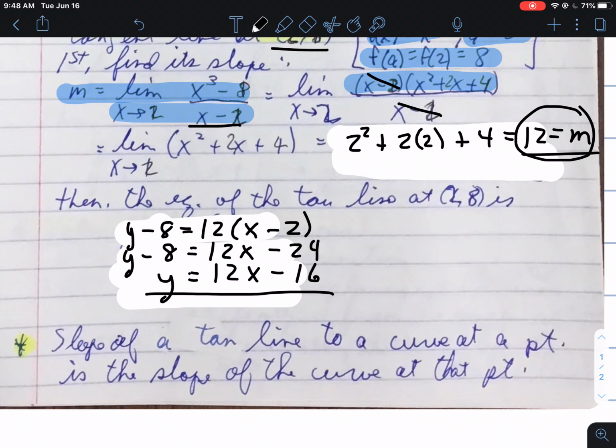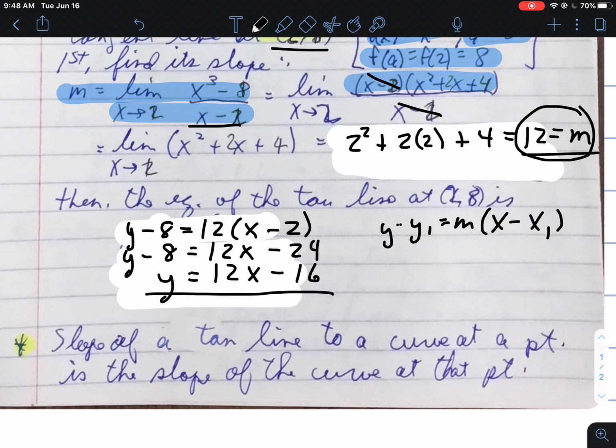Now, all of that is necessary to get our slope. Don't forget we were asked to write the equation of the tangent line. So once we have the slope of the tangent line, then we're back to our basic y minus y1 equals m times x minus x1.